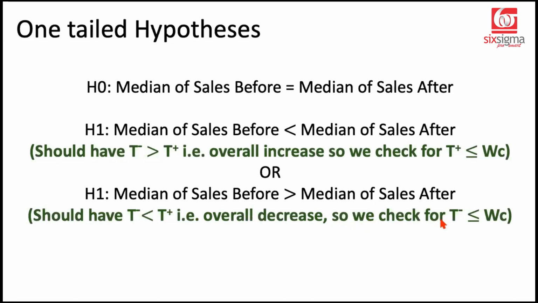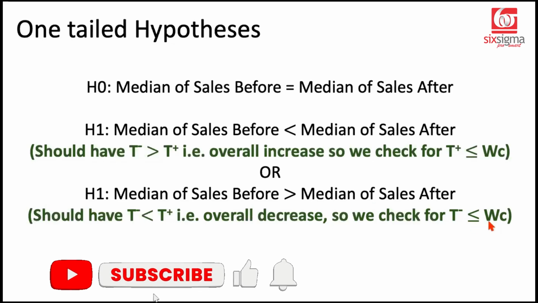In this case, the critical statistic will be T minus, and we'll compare it with W critical with the same decision rule. If it's less than or equal to W critical, we will reject the null hypothesis. If it is greater, we fail to reject the null hypothesis.